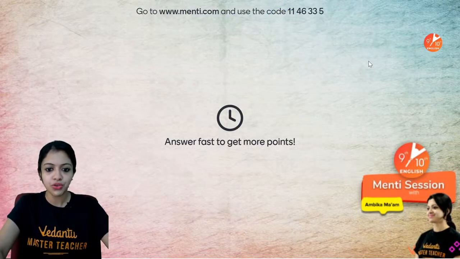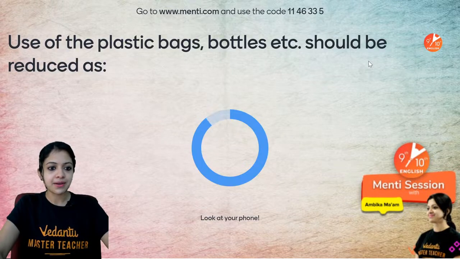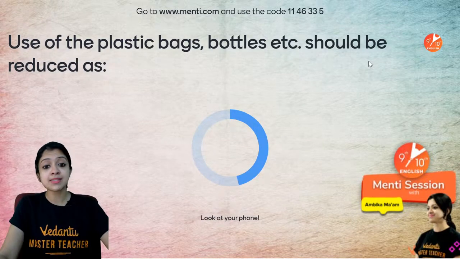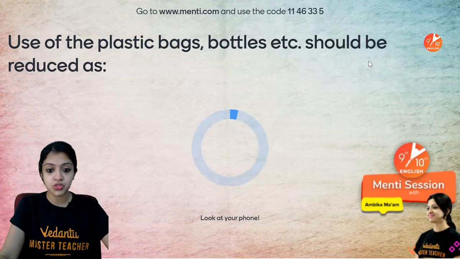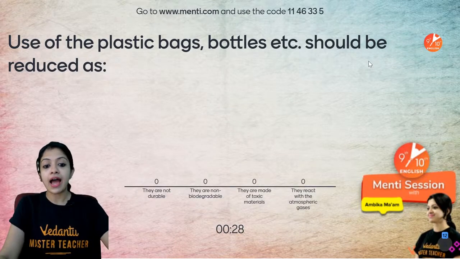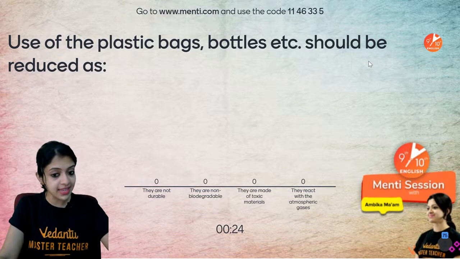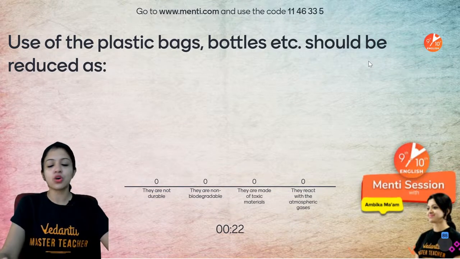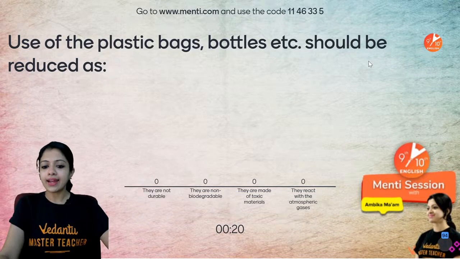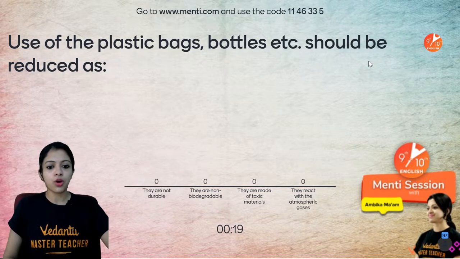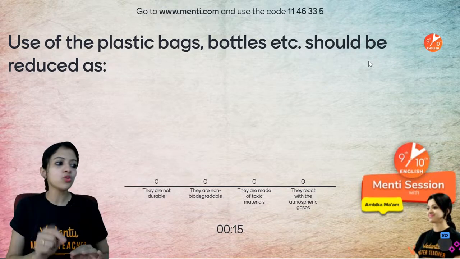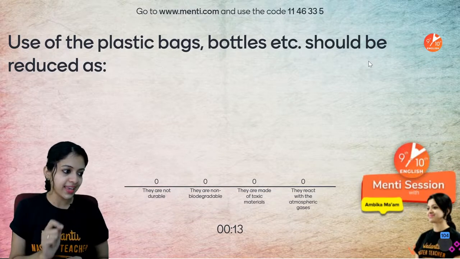Question number 1 for you right here. Use of plastic bags, bottles, etc. should be reduced as dash. They are not durable, they are non-biodegradable, they are made of toxic materials, they react with atmospheric gases. Well, children, I understand sometimes more than one option may seem correct. Choose the most appropriate answer if this is the case.